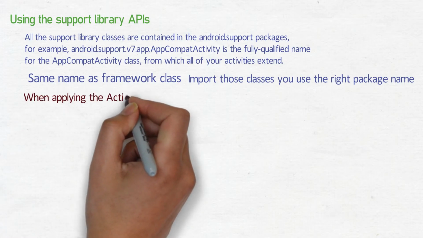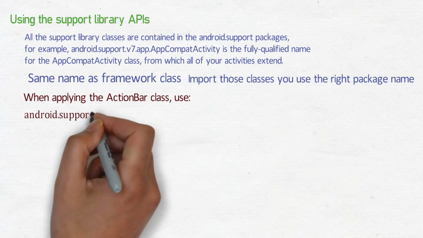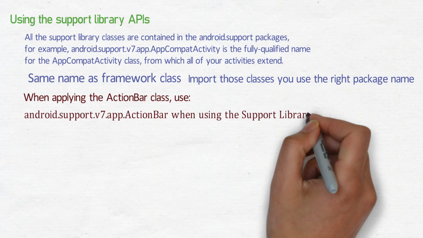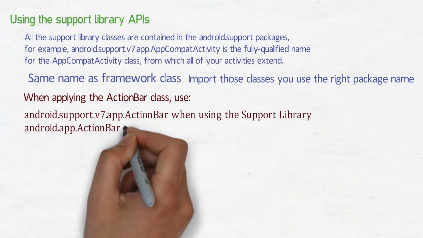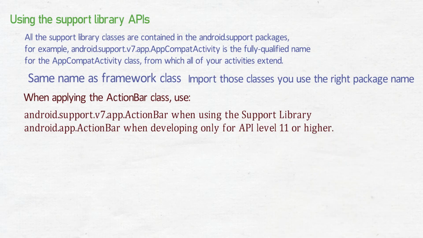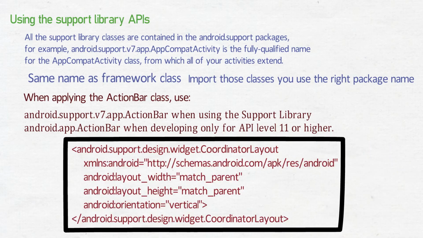For example, when applying the ActionBar class, use one of android.support.v7.app.ActionBar when using the support library, or android.app.ActionBar when developing only for API level 11 or higher. The support library also includes several view classes used in XML layout files. In the case of the views, you must always use the fully qualified name of that view in the XML element for that view.